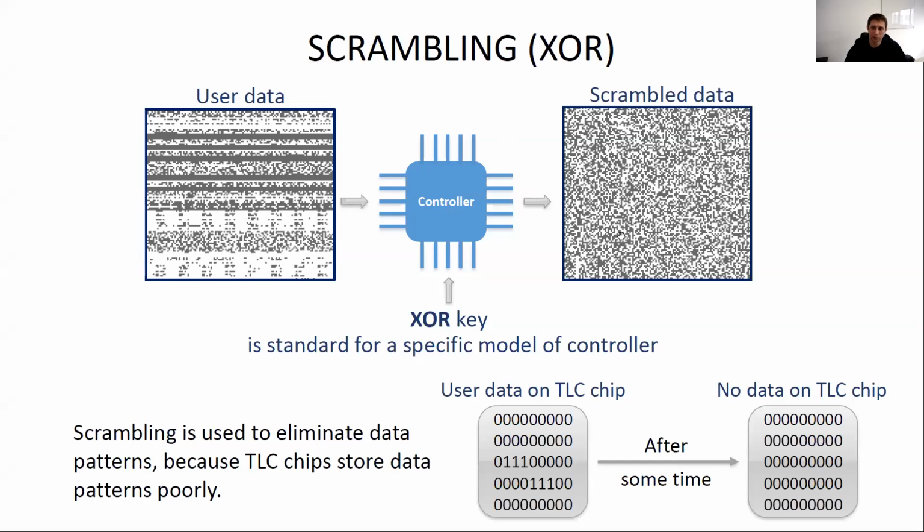And when we have this noisy looking data, the stability of storage will be much better compared to not scrambled user data. So it will be much more stable, and data will be kept longer on those TLC chips. So that's the reason why the controller would apply scrambling or the XOR key.